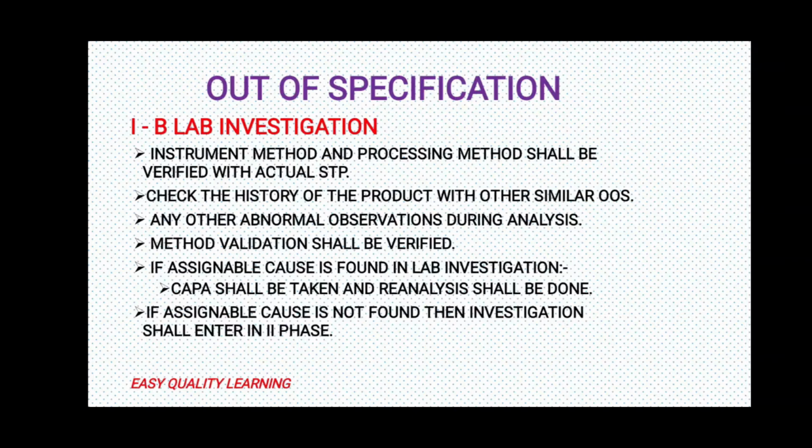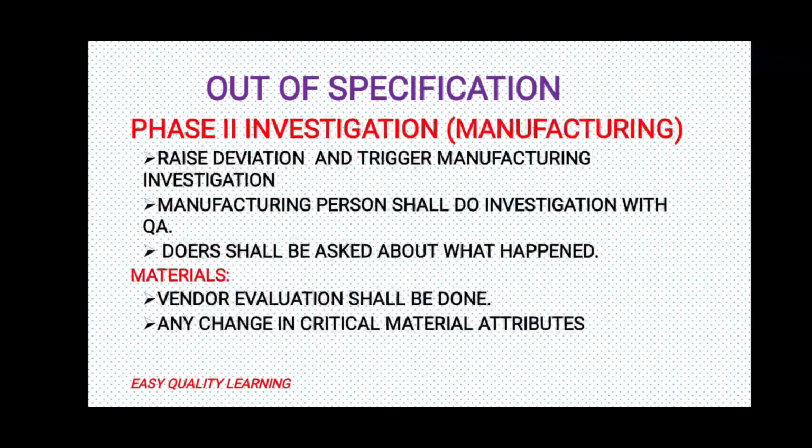If we are not able to find the assignable cause in lab error, then we need to enter into phase 2. In phase 2, we have two parts. One is your manufacturing investigation, and the second one is analytical investigation. So as soon as we enter into phase 2, we need to raise a deviation, and this deviation will trigger the manufacturing investigation. So first we will see how the manufacturing investigation has to be done.